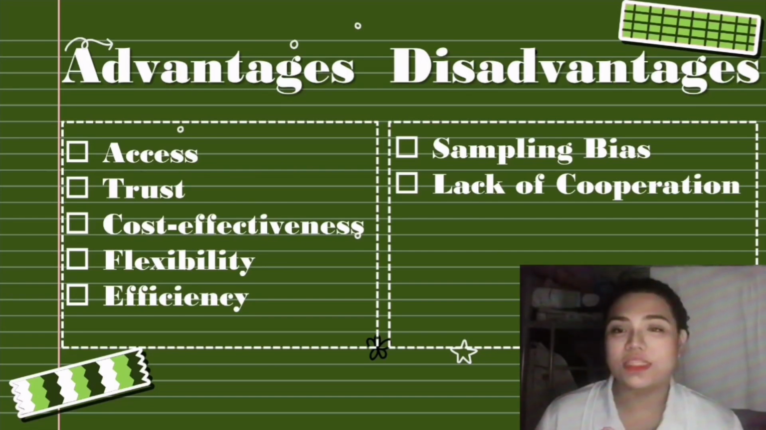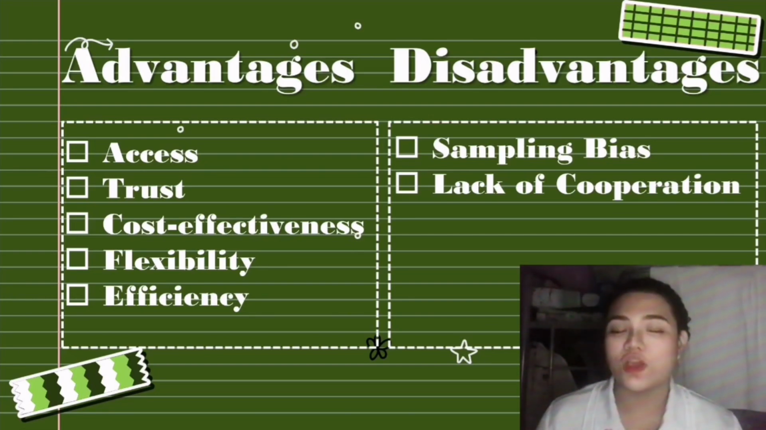And now, the disadvantages of snowball sampling. Of course, no method is perfect. Snowball sampling has limitations, such as sampling bias. Sampling bias is a major concern. Referrals tend to attract individuals with similar characteristics, potentially limiting the diversity of perspectives.